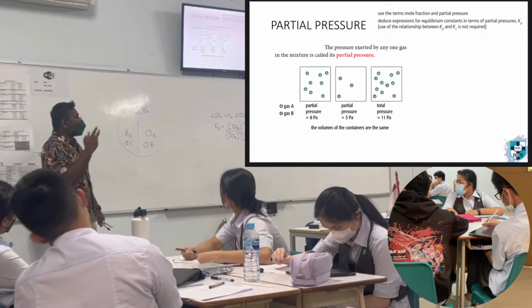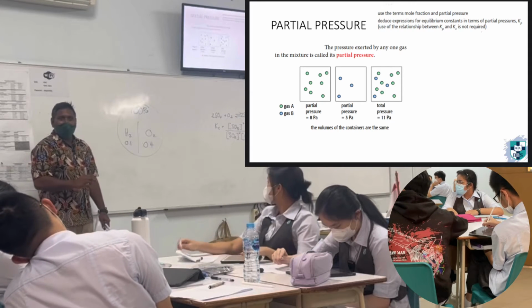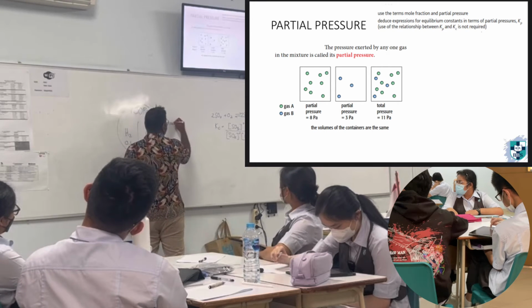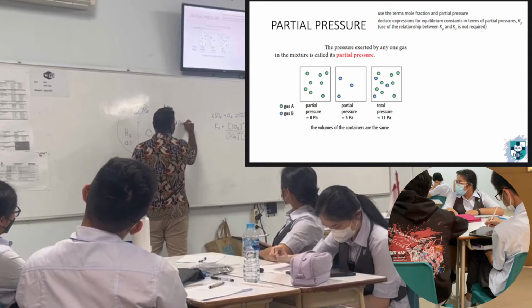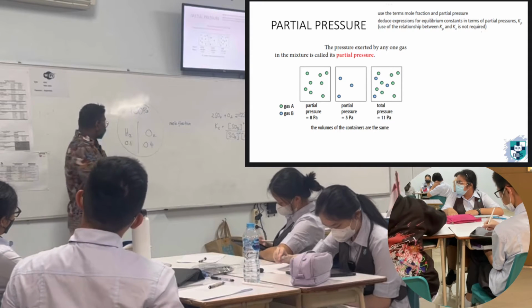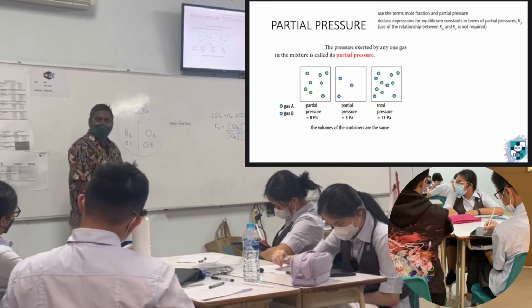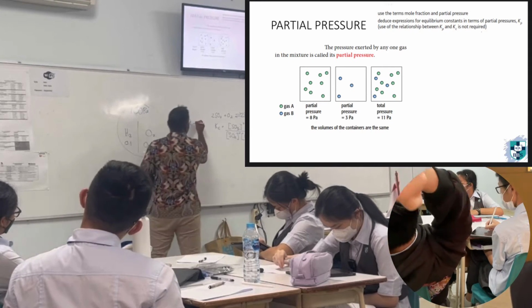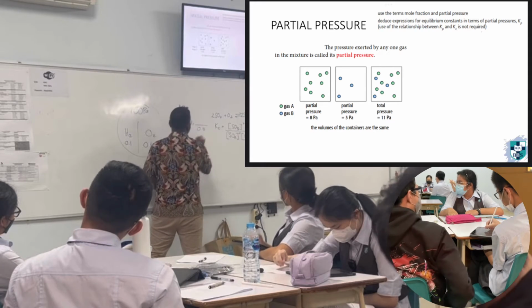And there are only two types of gas over here. Now, what we can find out from here is the mole fraction. What is mole fraction? The total number of moles is 0.1 plus 0.4, which is 0.5.